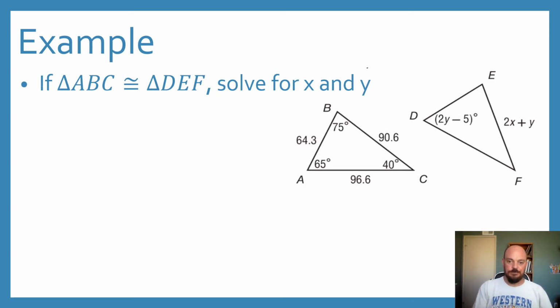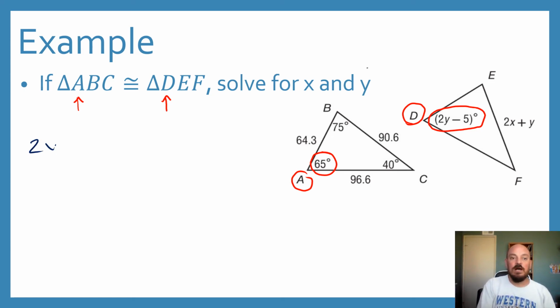So I look at it, and let's decide what we want to do first. Let's say I want to solve for y first. And I see this 2y minus 5 right here. I say 2y minus 5 is angle D. Let's go back to the congruent statement and see what angle D matches up with. Angle D is the first letter here, so it matches up with angle A from this triangle, which is 65. Now, if those two angles are congruent, which they are, then those two things are equal, and that's our first equation to solve. So I'm going to take the 2y minus 5 equals 65.